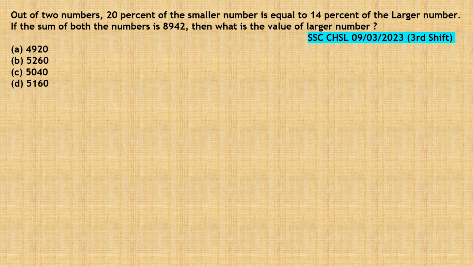Out of two numbers, 20% of the smaller number is equal to 14% of the larger number. That is 20% of S is equal to 14% of L. The ratio of small by large is equal to 14 by 20. Percentage and percentage are cancelled. 2 7s are 14, 2 10s are 20. The ratio is 7 by 10.